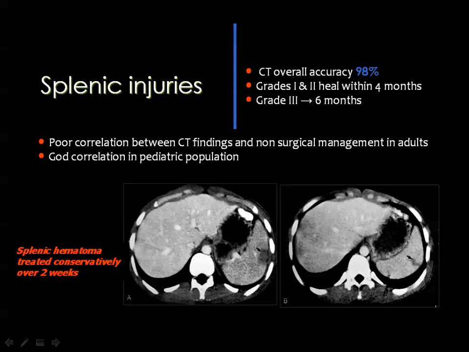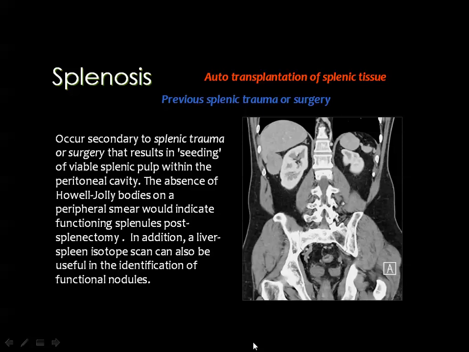You know that the CT overall accuracy in diagnosis of splenic injuries may reach about 98%. And grade 1 and grade 2 injuries of the spleen will heal within 4 months, while grade 3 will heal over a 6 months duration, and grade 4 of course is an indication for splenectomy.